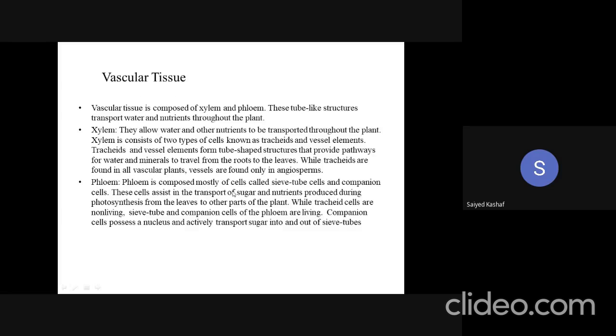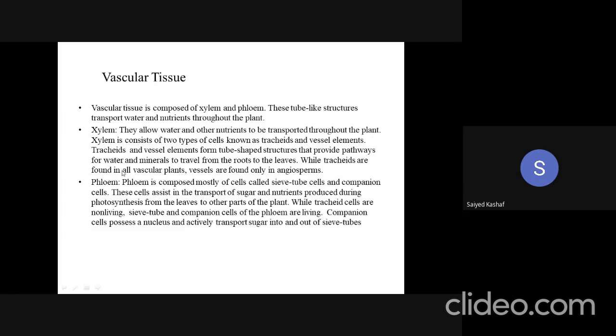Now the third type of system is the vascular system. This vascular tissue is composed of xylem and phloem. These tube-like structures transport water and nutrients throughout the plants. The xylem allows the water and other nutrients to be transported throughout the plants. The xylem consists of two types of cells known as tracheids and vessel elements. Vessel elements include xylem fiber and xylem parenchyma. The tracheids and the vessel elements form the tube-shaped structure that provides a pathway for water and minerals to travel from the root to the leaves.